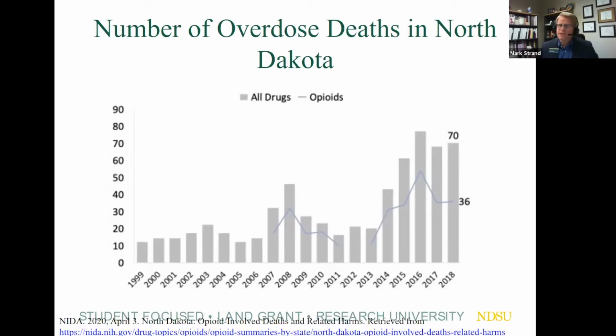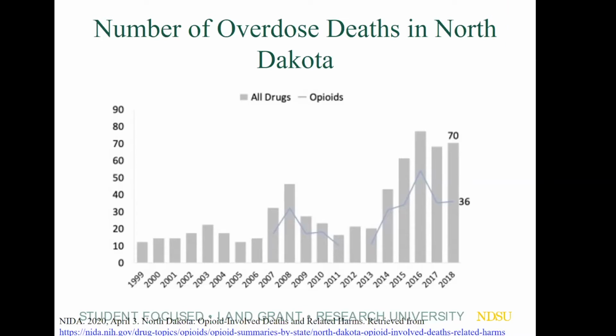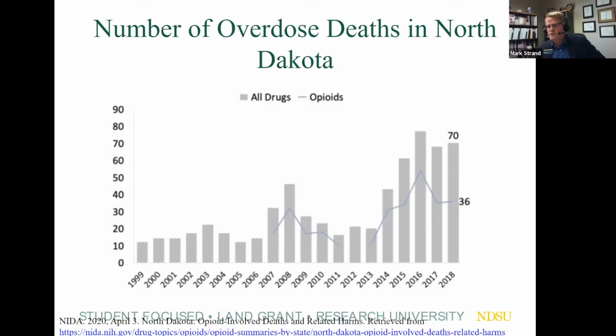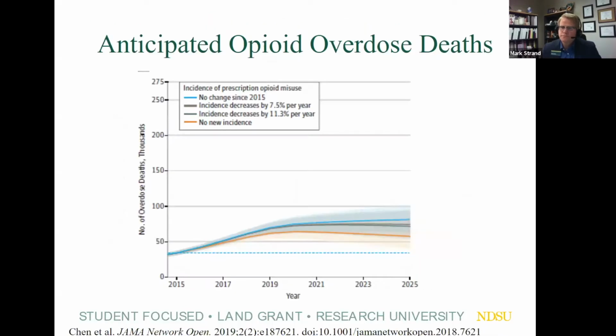unfortunately. So as you can see, we peaked out in 2016 in North Dakota. Here you should pay attention to the blue line, which is opioid-associated mortality specifically. We did begin to see a decline over the last couple of years, but in 2019, we were back at 38, which is about the same, and 2020 numbers even higher. And so overdose deaths have not declined in parallel with the reduction in opioid prescribing.